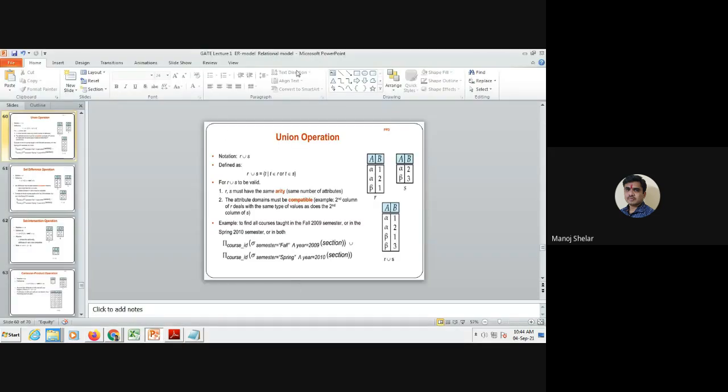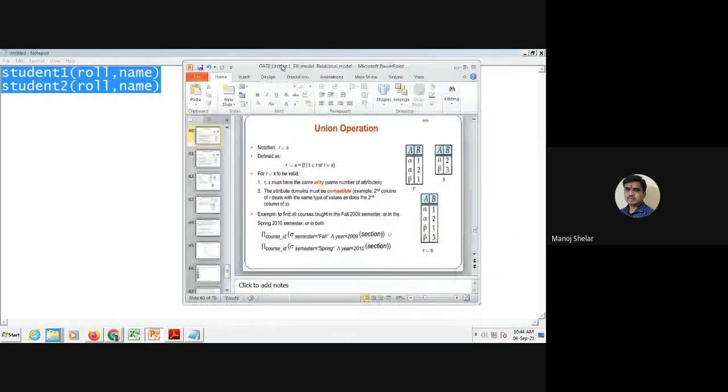तर कसं करणार for this specific query? Pi of name in bracket student 1 union pi of name student 2. Finish the union operation query, pi of name. हे बाकीचं काही गरज नाहीये. Pi of name student 1 union pi of name student 2.